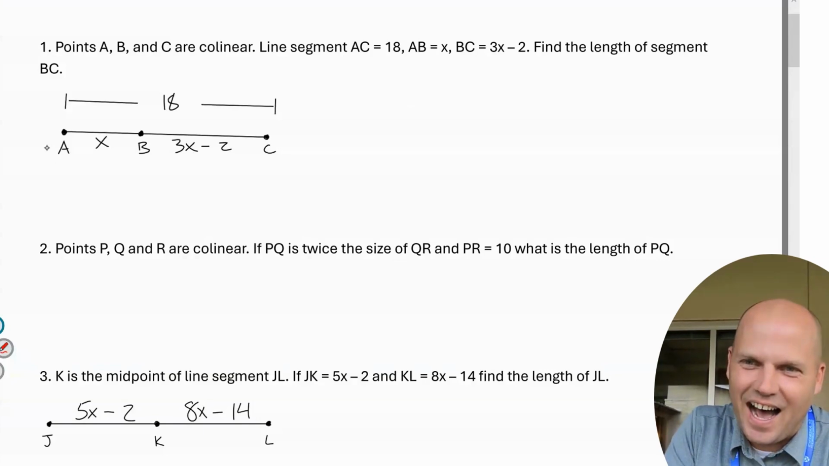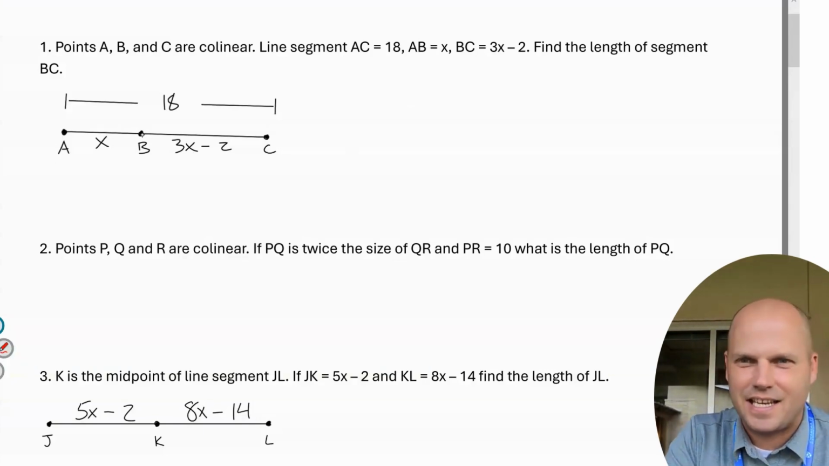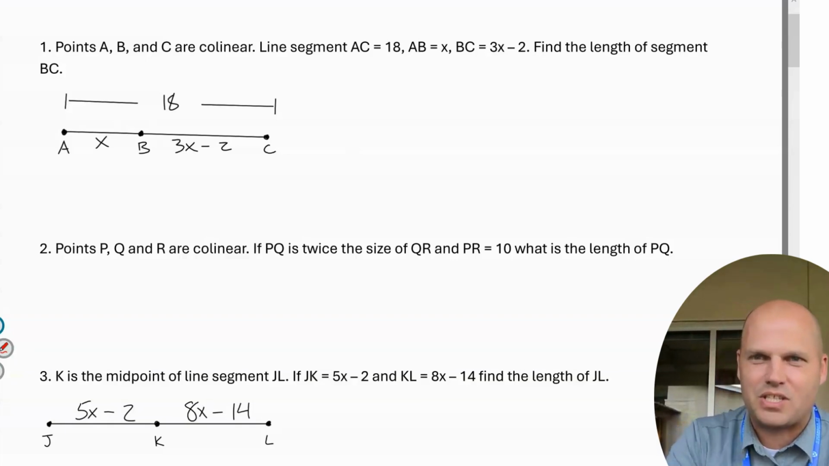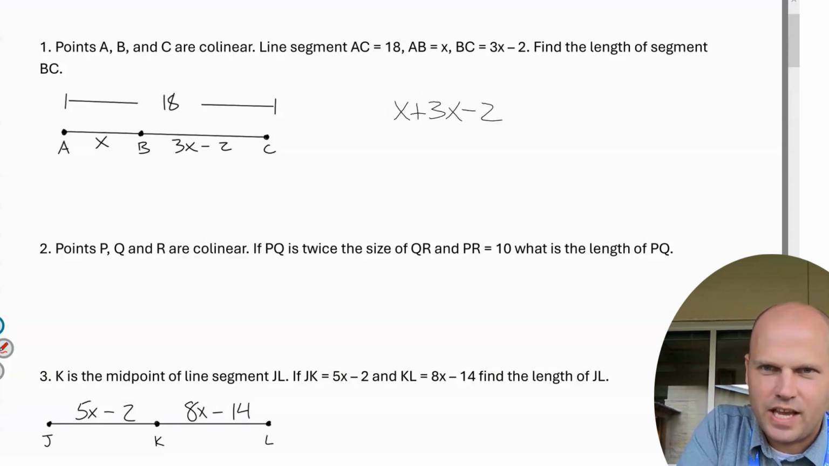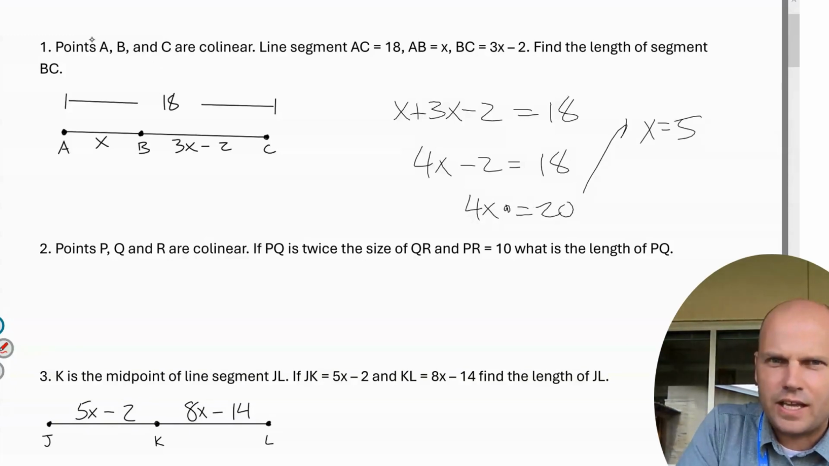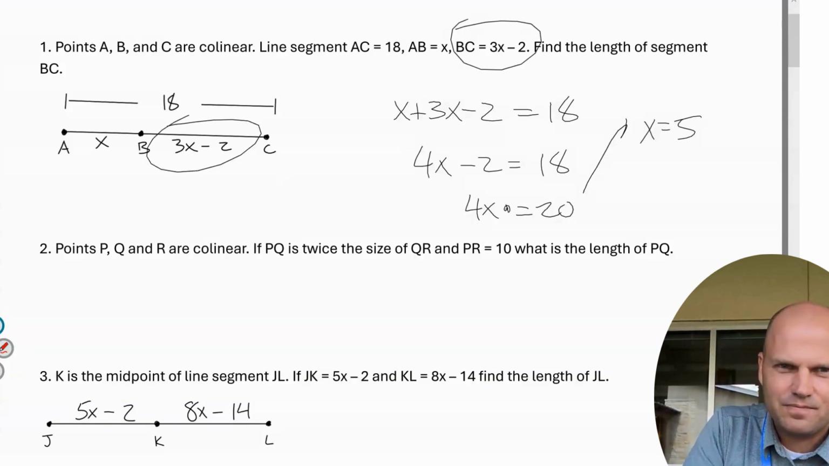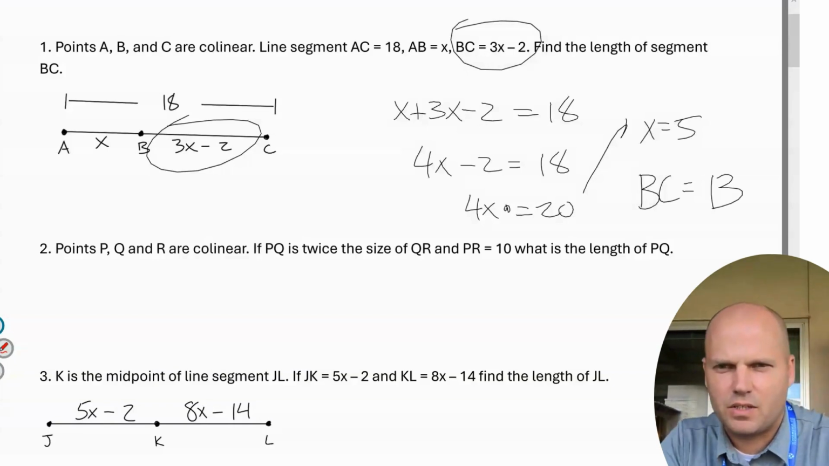I can see AB is X, BC is 3X minus 2, AC is 18. Well, it should make sense that AB plus BC is AC. So I'm going to set up that equation and solve that equation. Set up, solve the correct equation. I get X is 5, but I double check to make sure I have the correct answer. Like segment BC would be 13, plugging in 5 in for 3x minus 2.